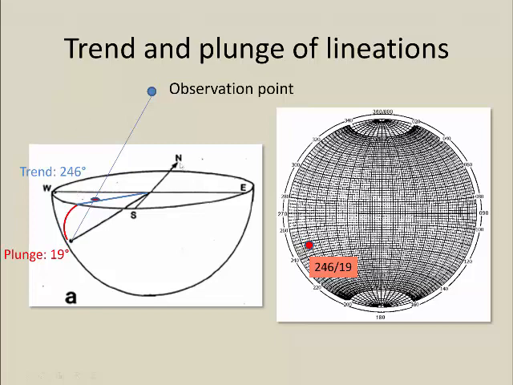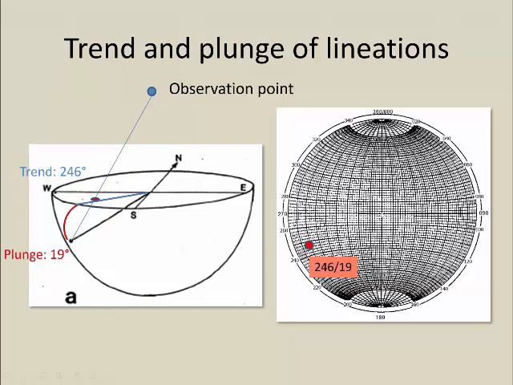In this example we see north, east, south, west. We see a lineation that trends to the southwest, more specifically at 246 degrees, which is between 180 and 270 degrees. And this lineation is inclined at 19 degrees plunge, and that brings it to this red dot. This red point is also shown over here.